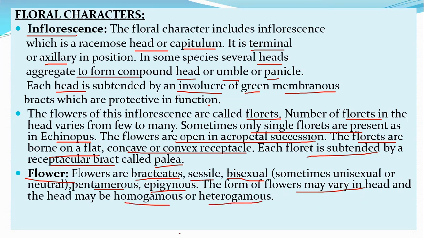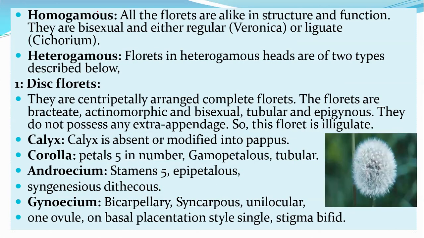The head is classified into two types, homogamous head or heterogamous head. First, let us discuss the homogamous head. A homogamous head is made up of the same kind of florets, that means only one kind of floret. That may be ray florets or disc florets. Bisexual and regular, example Vernonia. Ligulate florets, example Cichorium.